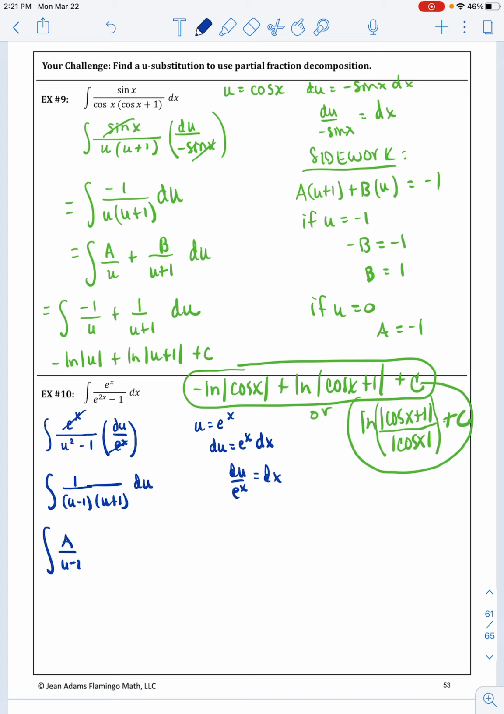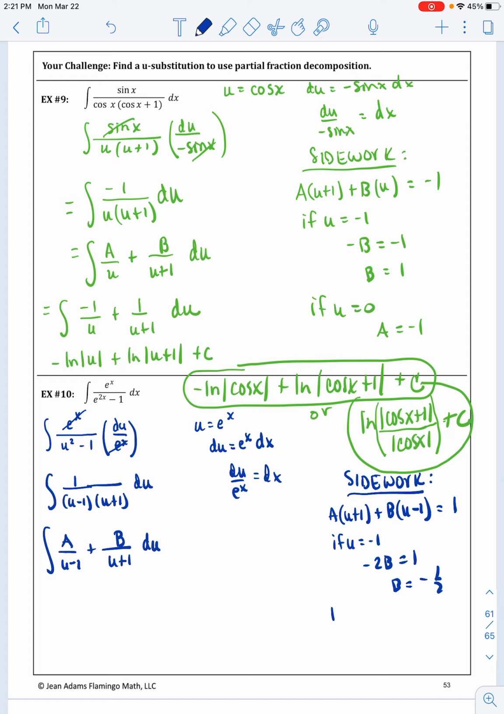So this is going to be a over u minus 1. It doesn't matter if you put the a over u plus 1 and I put the a over u minus 1. Either way, you're going to come out with the correct answer if you do the problem correctly. So this is a times u plus 1 plus b times u minus 1 has to equal 1. So if your u is negative 1, then negative 2b equals 1, b equals negative 1/2. And if your u is 1, then 2a equals 1, a equals 1/2.